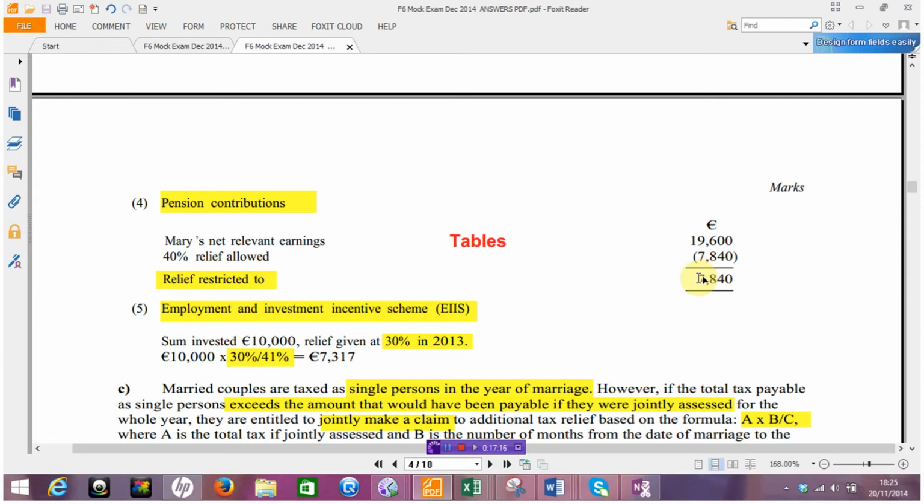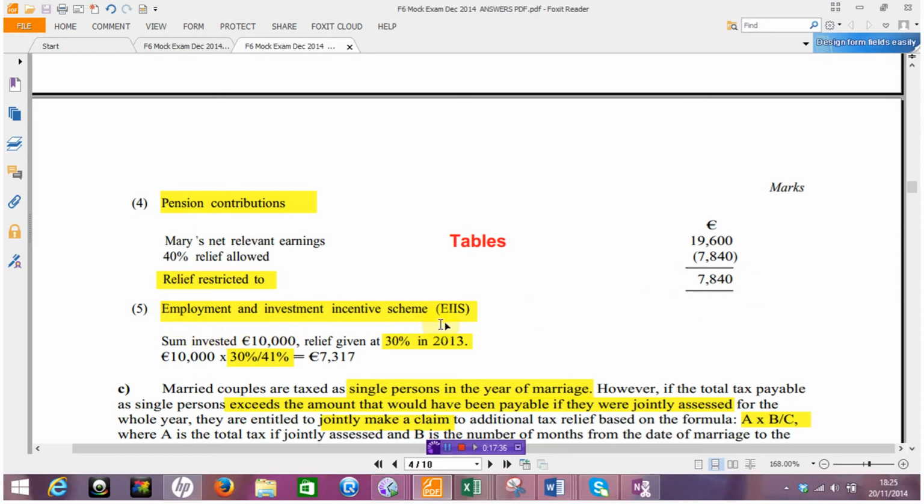And I think that's the most common approach of the examiner. It could work both ways. Also remember the cap on NRE of 115,000. So perhaps if the NRE is 150, that would be irrelevant. We'd be applying the percentage to the capped amount of 115. Okay, so that really deals with the pension. Tables are important. Obviously, age is important for Mary as well.